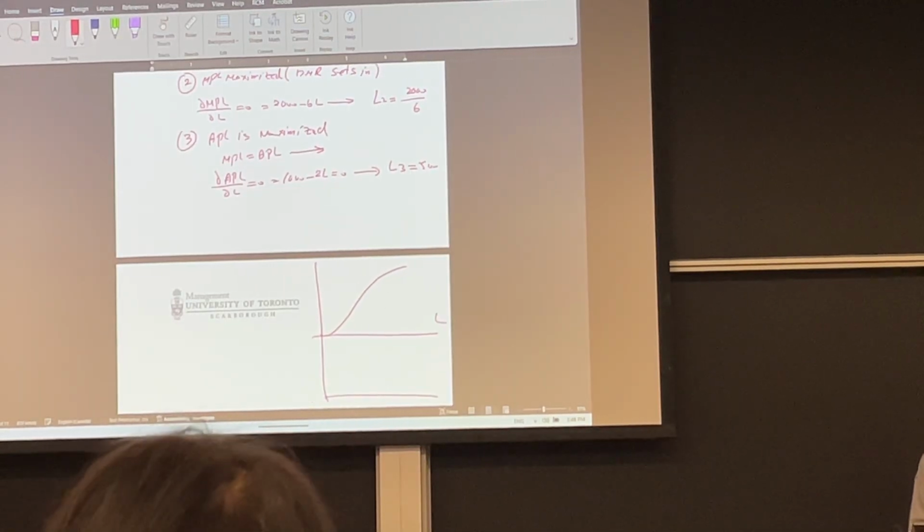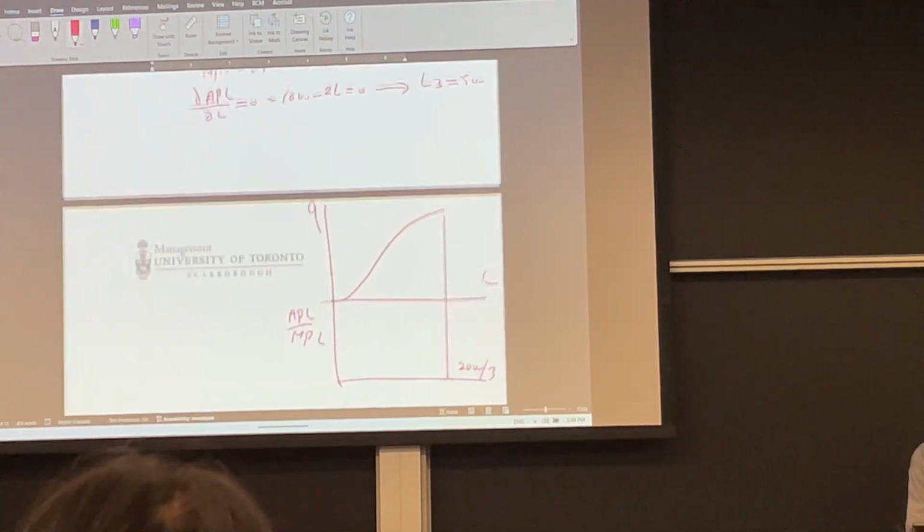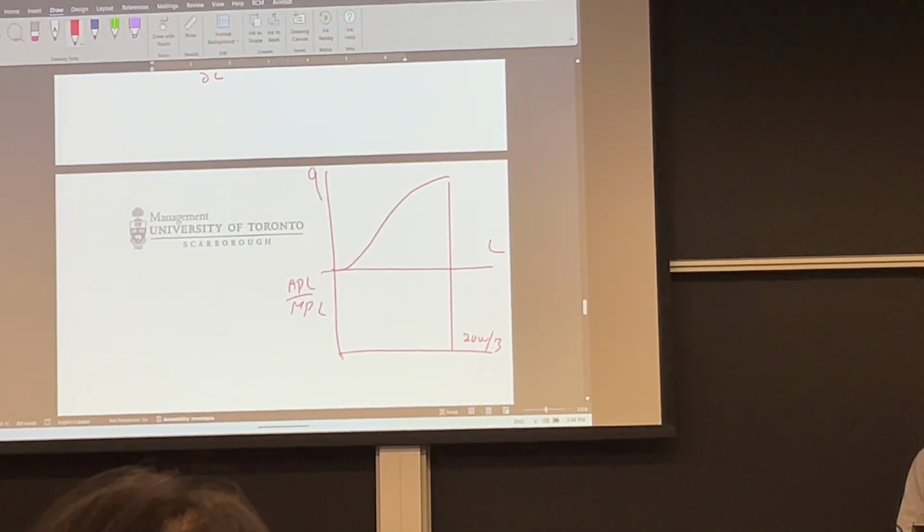That is L, that's Q, that is APL, MPL. I identified first where MPL is 0. That was 2000 divided by 3. That's the highest labor you can use. You cannot use any more.